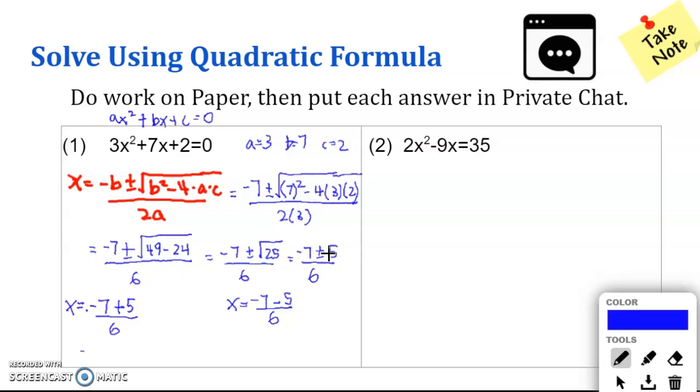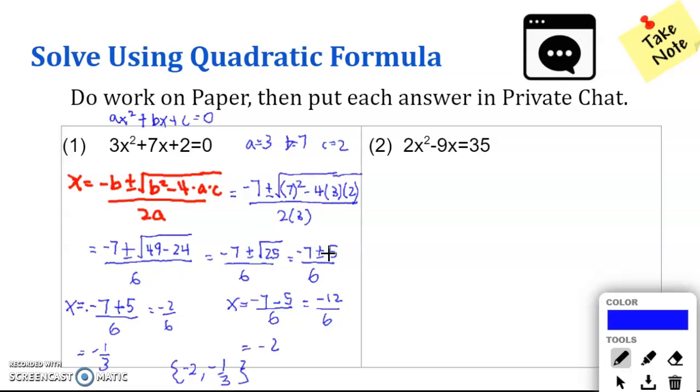So this simplifies to negative 7 plus 5, which is negative 2, over 6, which is the same as negative 1/3. What about the other side? Negative 7 minus 5 is negative 12 over 6. Negative 12 divided by 6 is negative 2. So my two solutions are negative 2, comma, negative 1/3. Those are my two solutions.